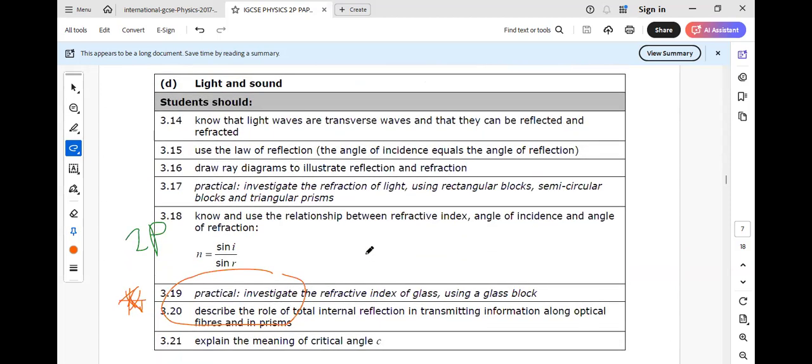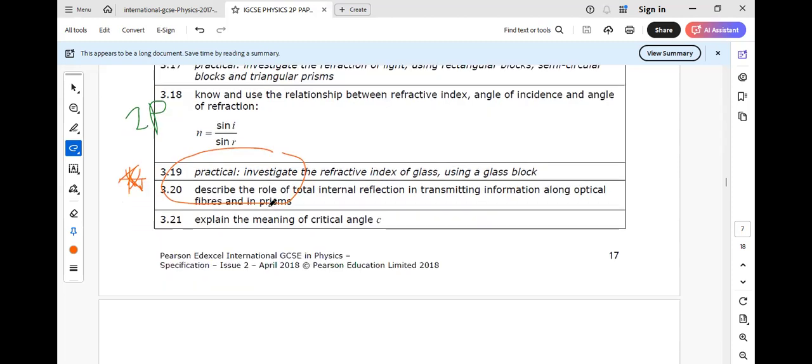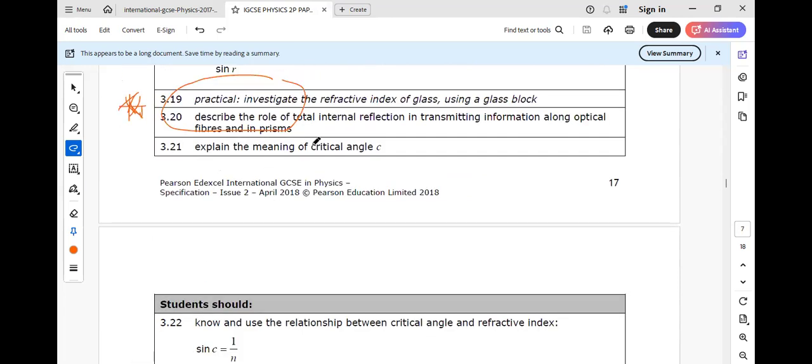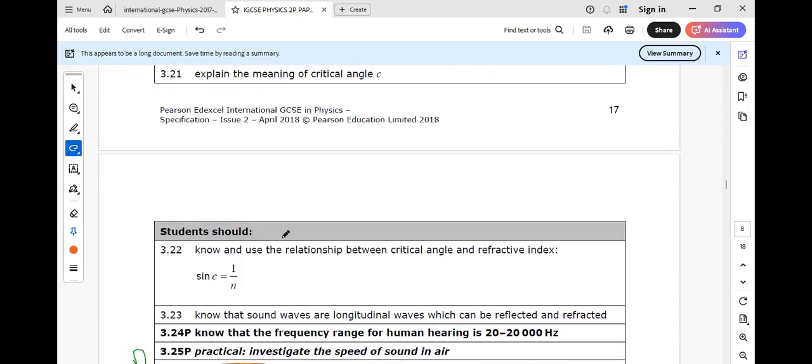They have not given a question related to light waves in paper 1. So we can expect a question related to refraction of light or an investigation, right? Finding the refractive index. Maybe there can be a question related to the critical angle as well, right? In the 2P paper.